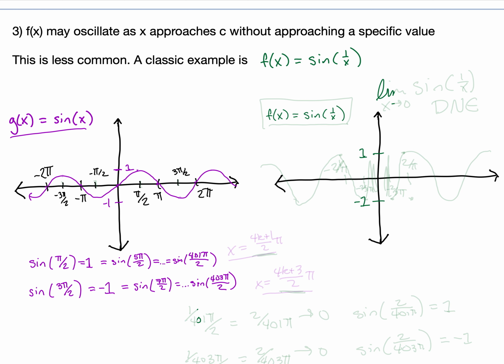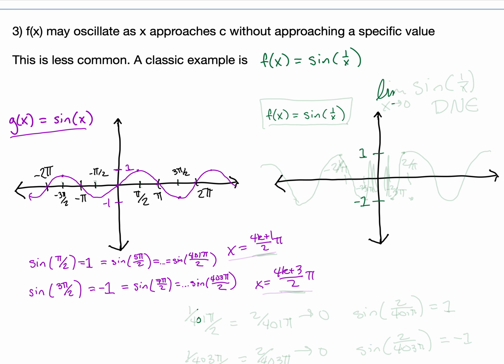Sine of 5 pi over 2 is also 1, sine of 9 pi over 2 will be 1, sine of 13 pi over 2 will be 1, and so on and so on. So sine of 401 pi over 2 will be 1. Basically, whenever x is equal to (4k plus 1) over 2 times pi, the output of sine of x will be 1, and whenever x is equal to (4k plus 3) over 2 times pi, the output of sine of x will be negative 1.